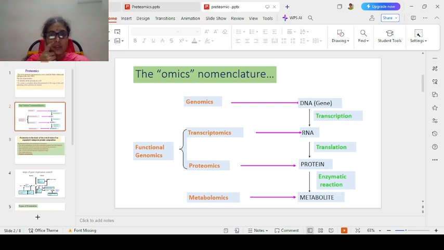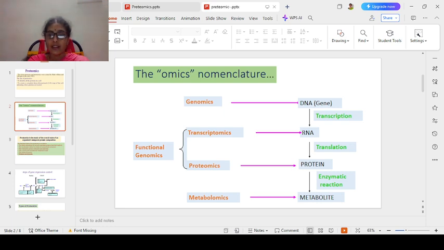Proteomics is also known as an omics. The main omics nomenclature is genomics. Genomics means the study of the DNA. Next, in transcription, DNA is converted to RNA. The study of RNA is called transcriptomics. Again, RNA is synthesized into a protein, which is called translation. So the study of protein synthesis is proteomics. The combination of transcriptomics and proteomics is the study of functional genomics.